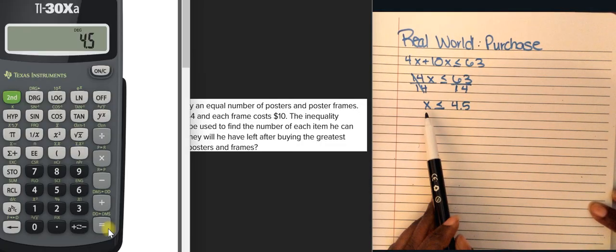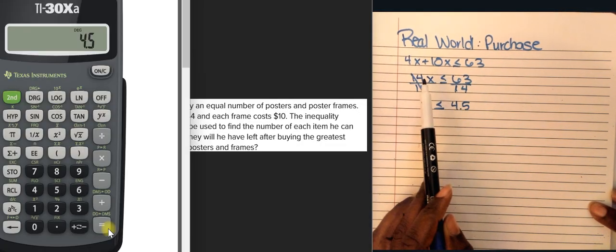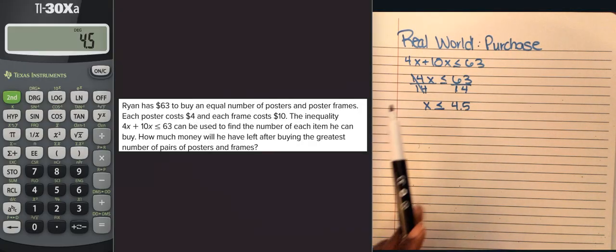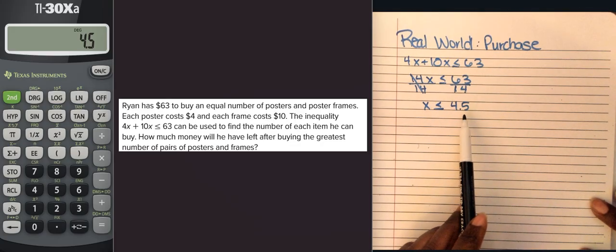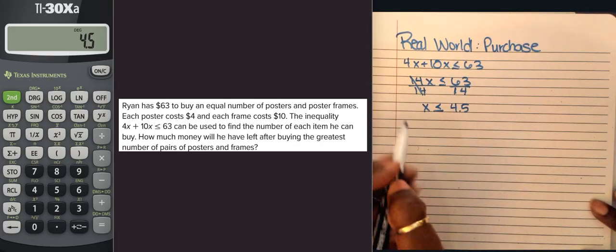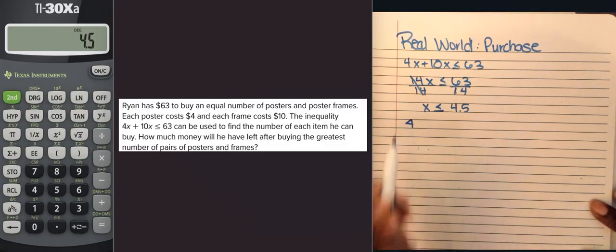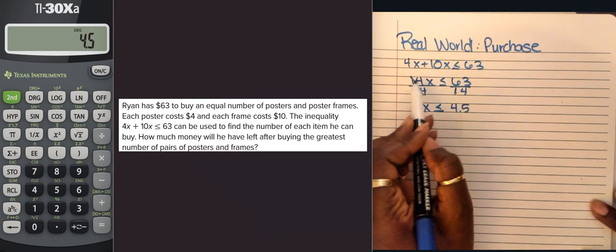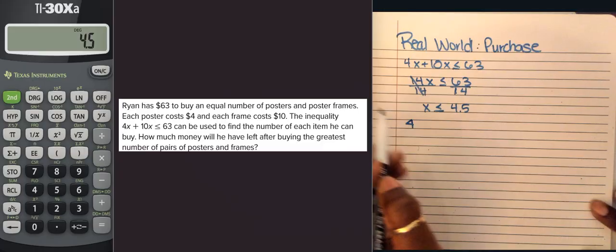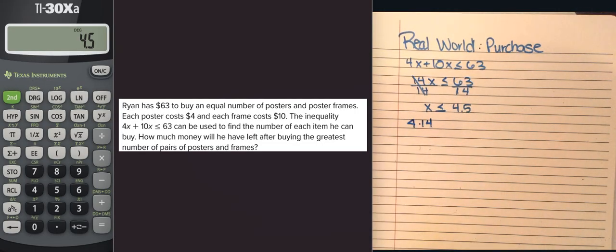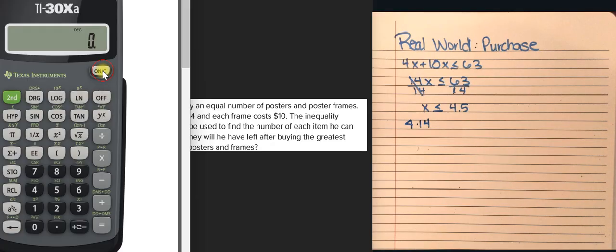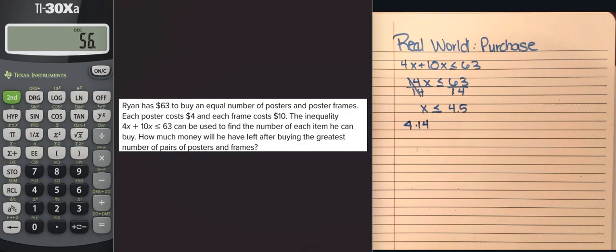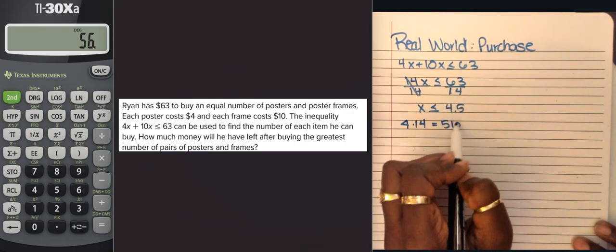So what this tells me is that the value of x is he can buy 4.5 or less picture frames and posters. But we know when we go to the store, we can't buy a partial amount. So we're going to go with the whole number that we have here, 4. So he can buy 4 of them. And how much would that cost him to buy those 4? Well, we know that each pair comes up to $14. So we're going to multiply 4 times 14. When you multiply 4 times 14, you get 14 times 4, which is 56. So it comes out to $56.